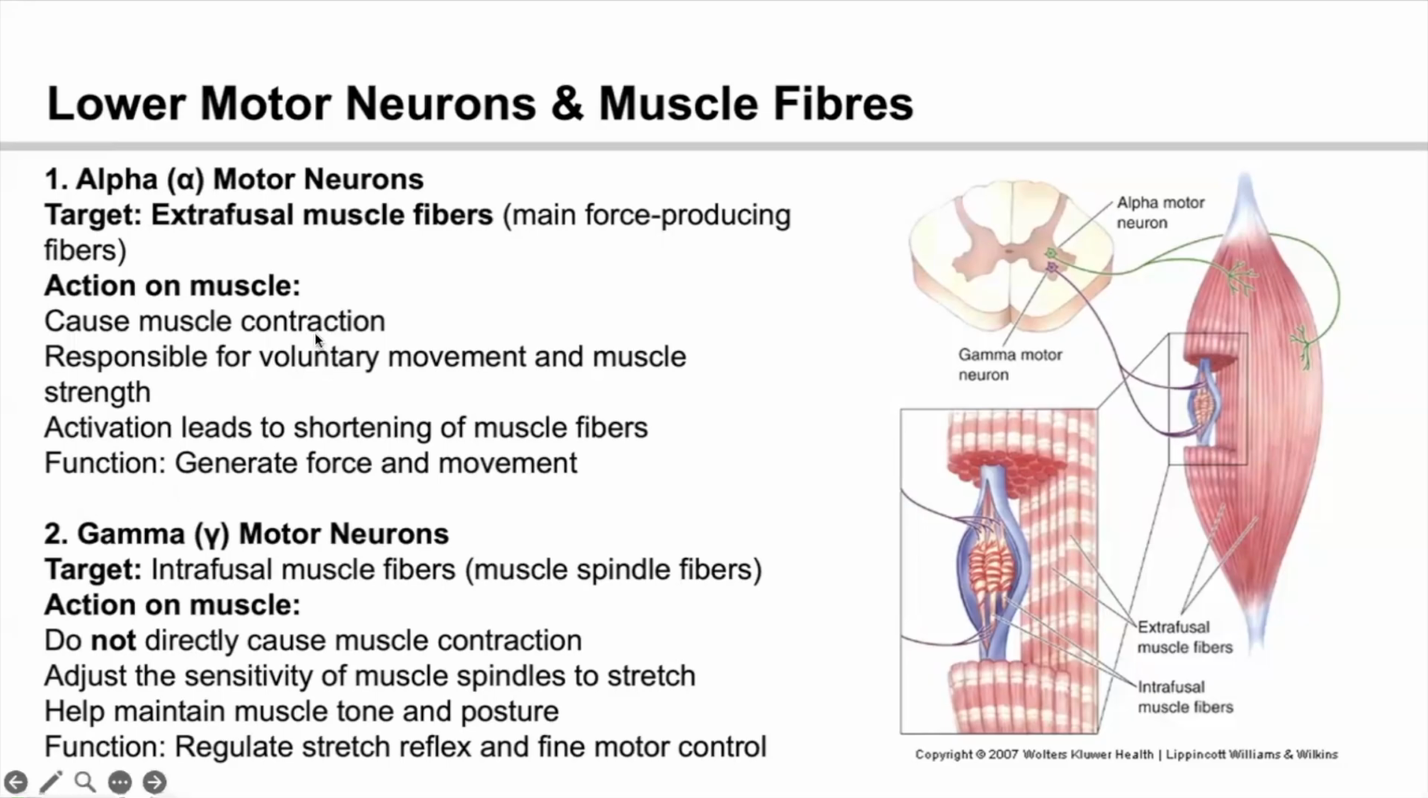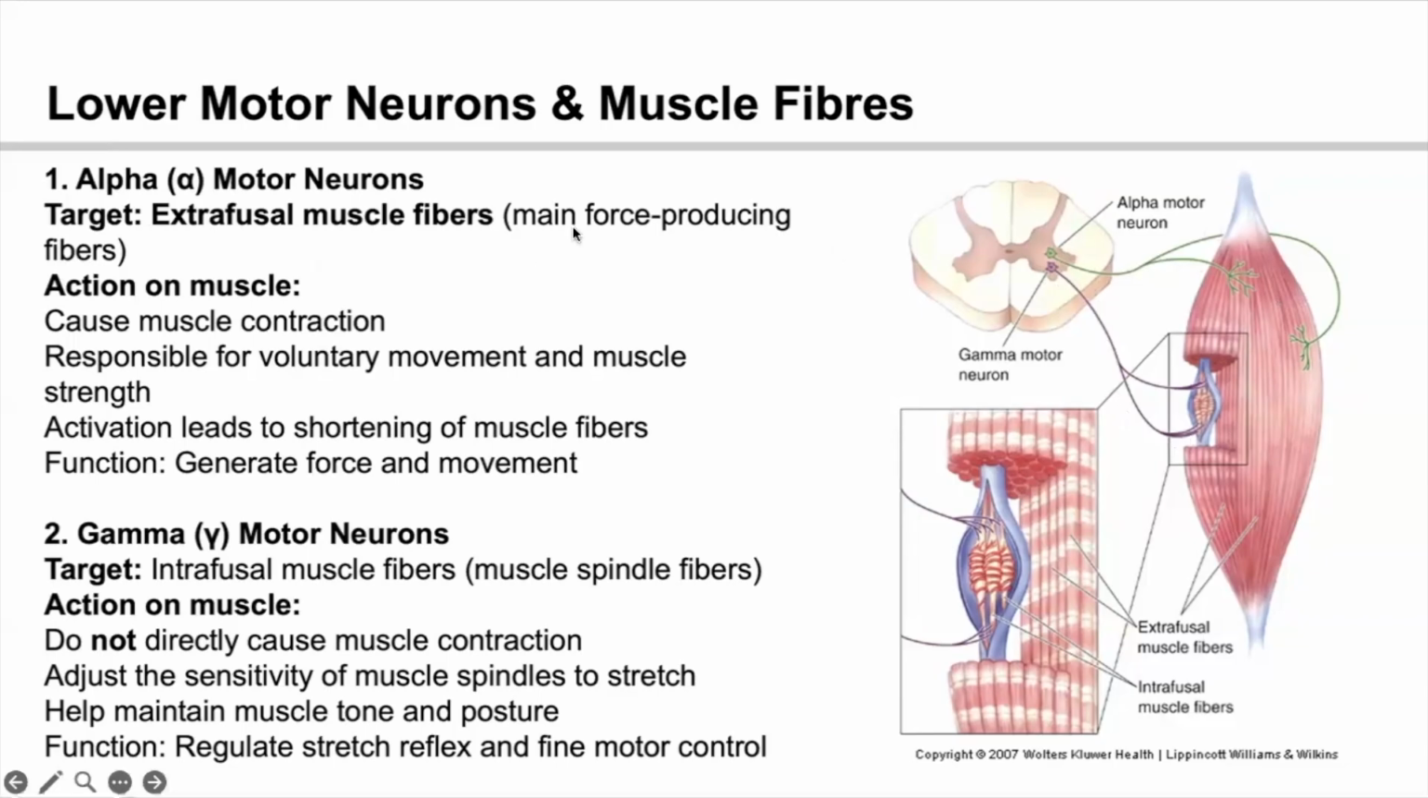Lower motor neurons can be of two types. One is known as alpha motor neurons, and the other is known as gamma motor neurons. If you look in here, from the ventral root, the motor neurons come out, and both of these, whether alpha or gamma, come out from the ventral root. One is shown in green, the alpha neuron, and one shown in purple is the gamma motor neuron, and their function and action is slightly different.